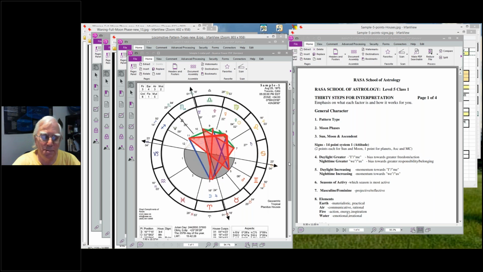And the pattern types and the moon phases are invaluable. They really are the great starting point, because you can use both of those even without knowing someone, usually even without knowing the time someone's born at. They'll stay the same. So our first 3 steps are the pattern type, the moon phase, and the sun, moon, and ascendant. And then we start with the points. So we're just going to start with this.